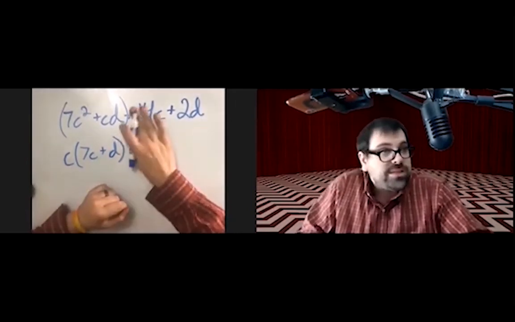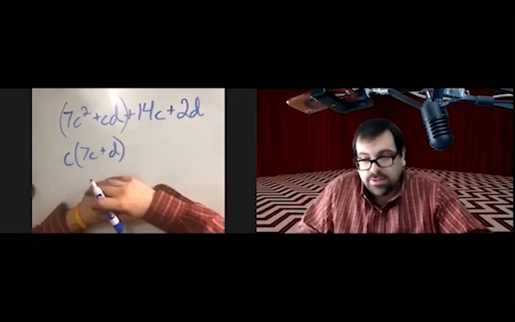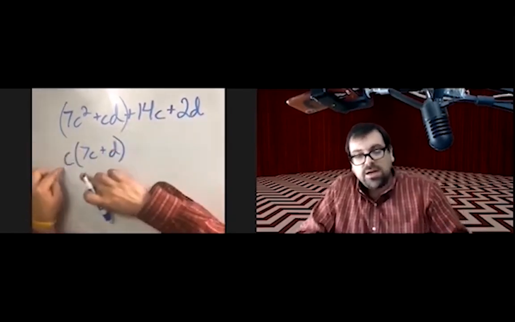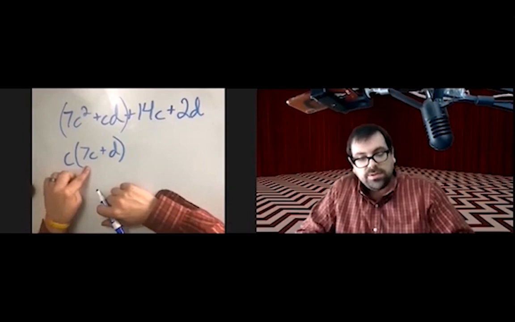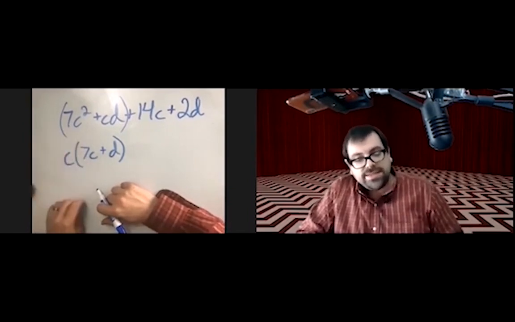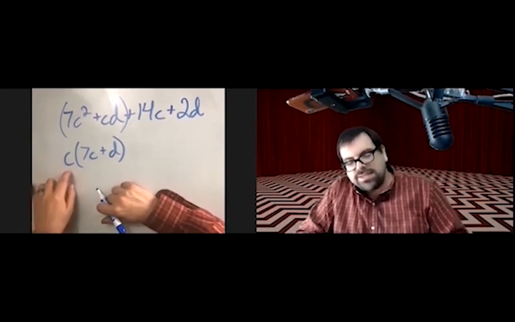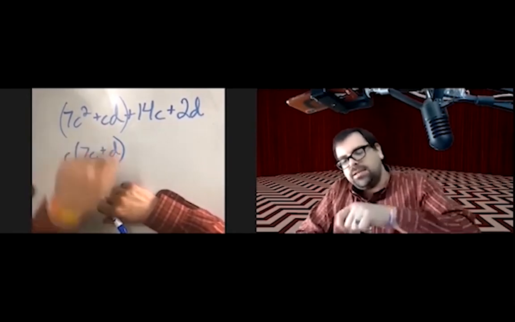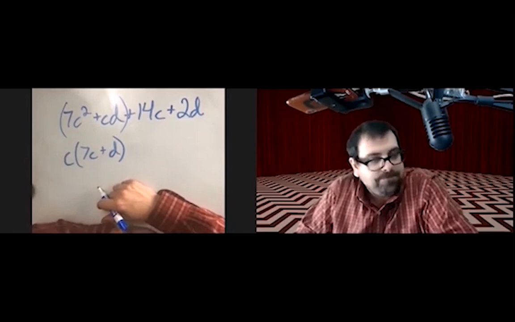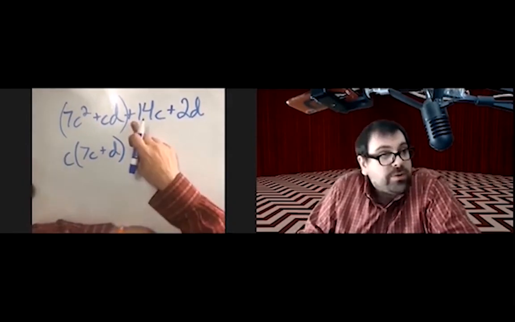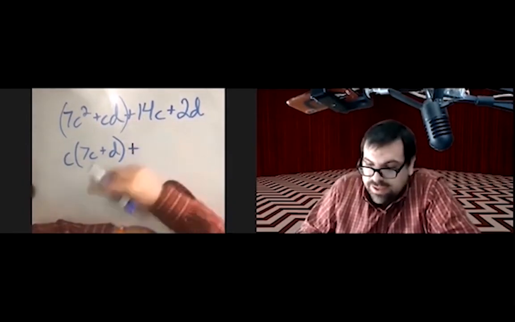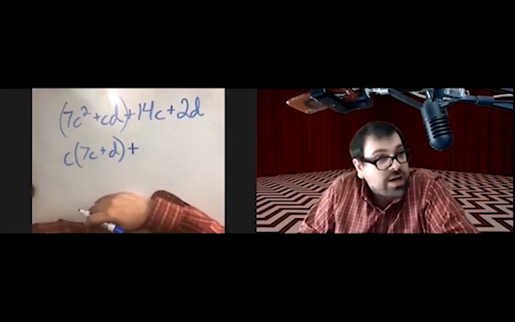Group the first two terms, ignore the rest. We only have a c in common. Take the c out. C times 7c is 7c squared. C times d is cd. We're following it up with a plus, so we bring down a plus. Whatever we factor out must be positive.